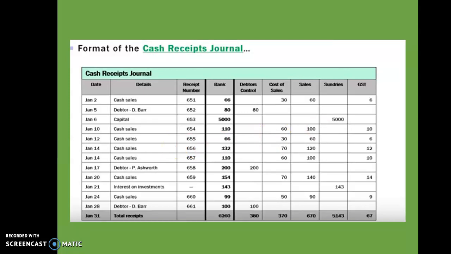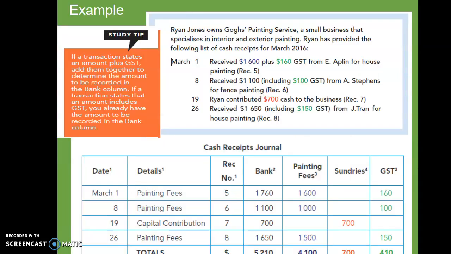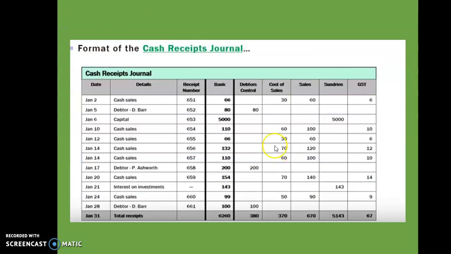Maybe let me go to the next question and see. All right, now again cash sales for $66. This was the cost of sales, $60, and $6 is the GST. I'm going to show you an example in the next video, so stay tuned.